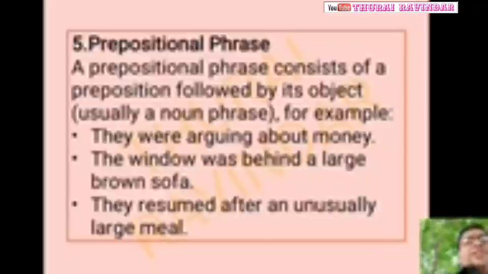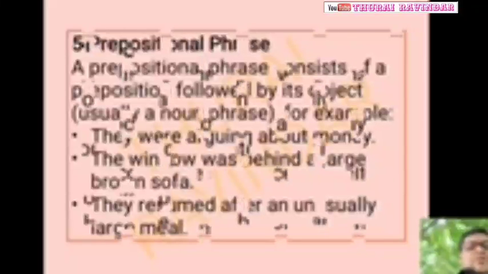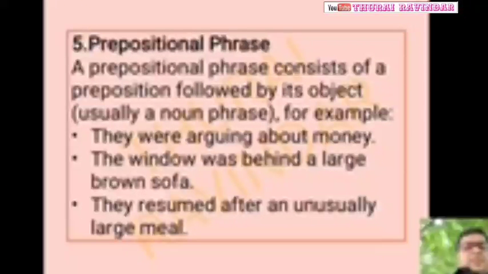So, what is the prepositional phrase? A prepositional phrase consists of a preposition followed by its object, usually a noun phrase. For example, they were arguing about money. What are they doing? They are arguing about money. The window was behind a large brown sofa. They resumed after an unusually large meal.